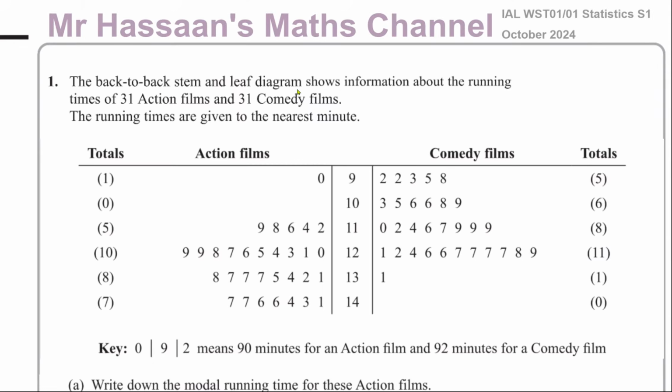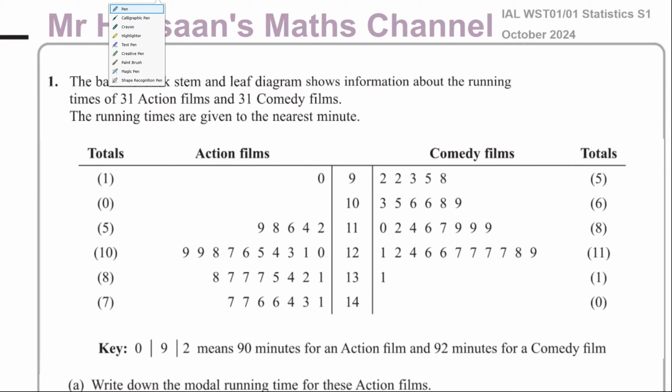So I'm going to start with question 1. It says the back-to-back stem and leaf diagram shows information about the running times of 31 action films and 31 comedy films. So both of them have 31 entries. So on this side you have the comedy films, and on this side you have the action films.